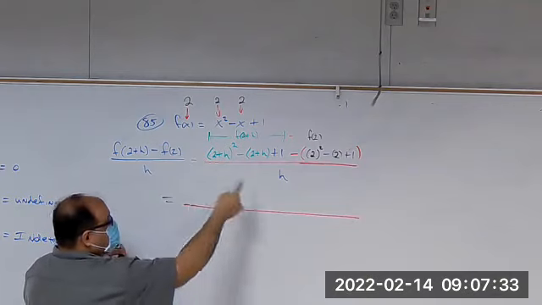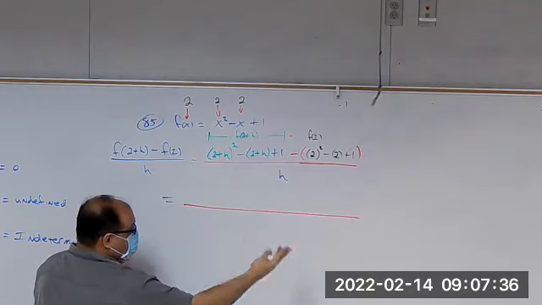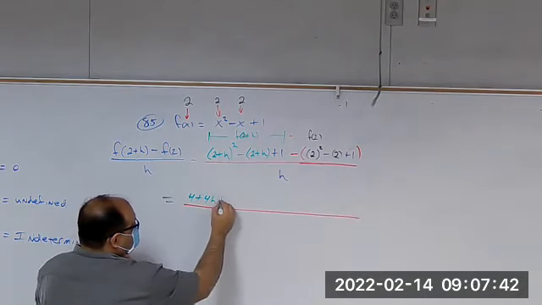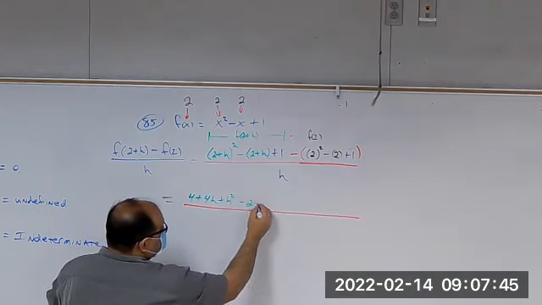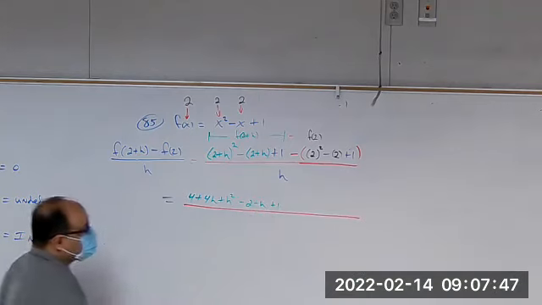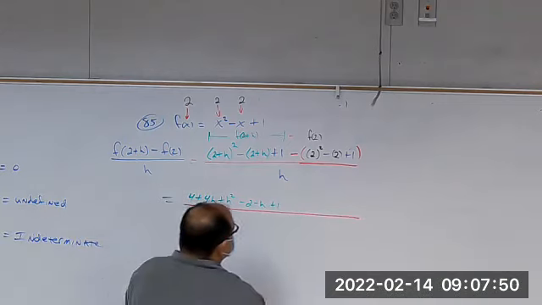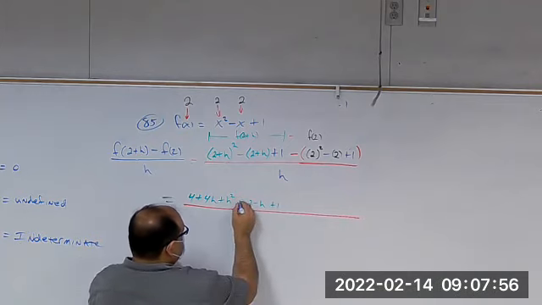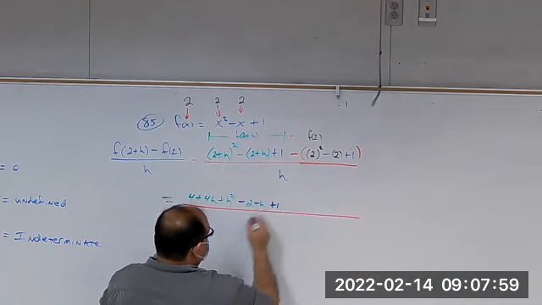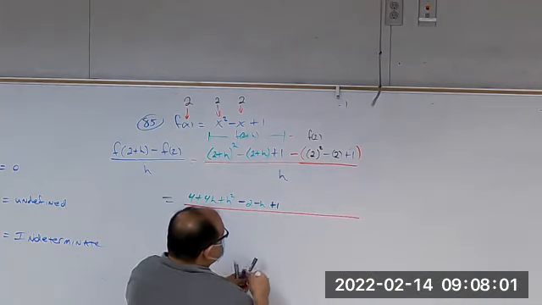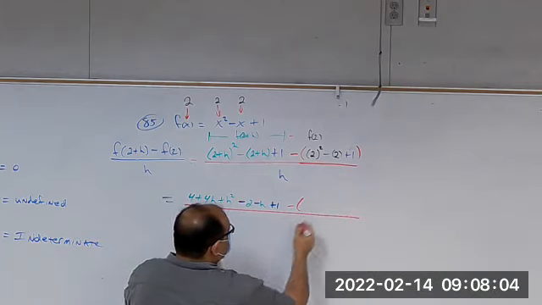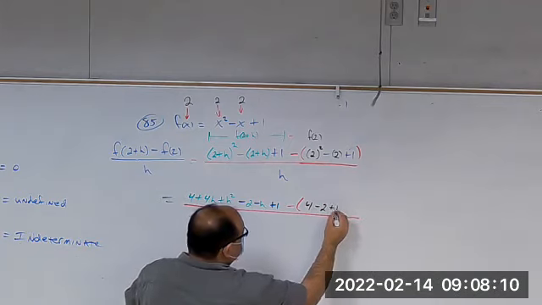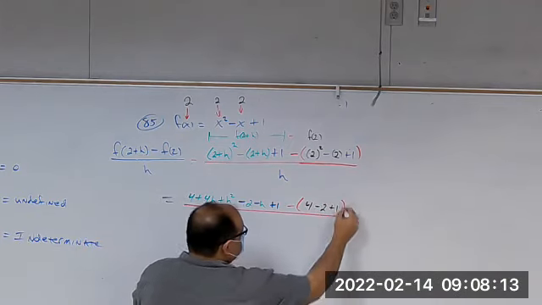I'm going to do this right now, and I'm not going to say anything. If you need me to explain it, I'll explain it. This is 4 plus 4h plus h squared minus 2 minus h plus 1. Now we have minus, and minus and plus 1. And minus. Inside there we have 4 minus 2 plus 1, all over h.